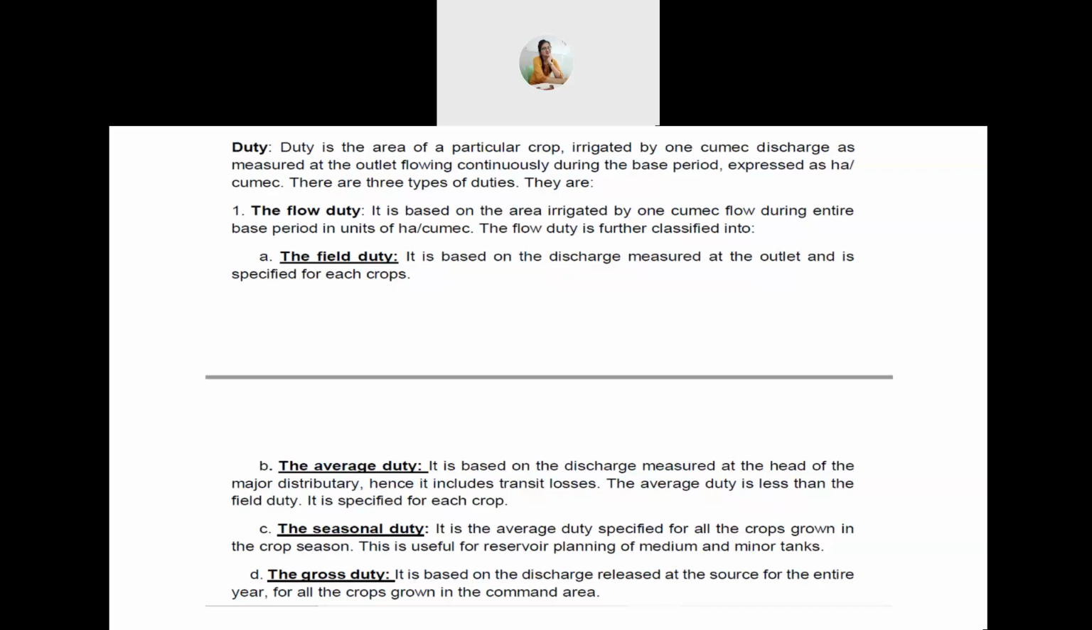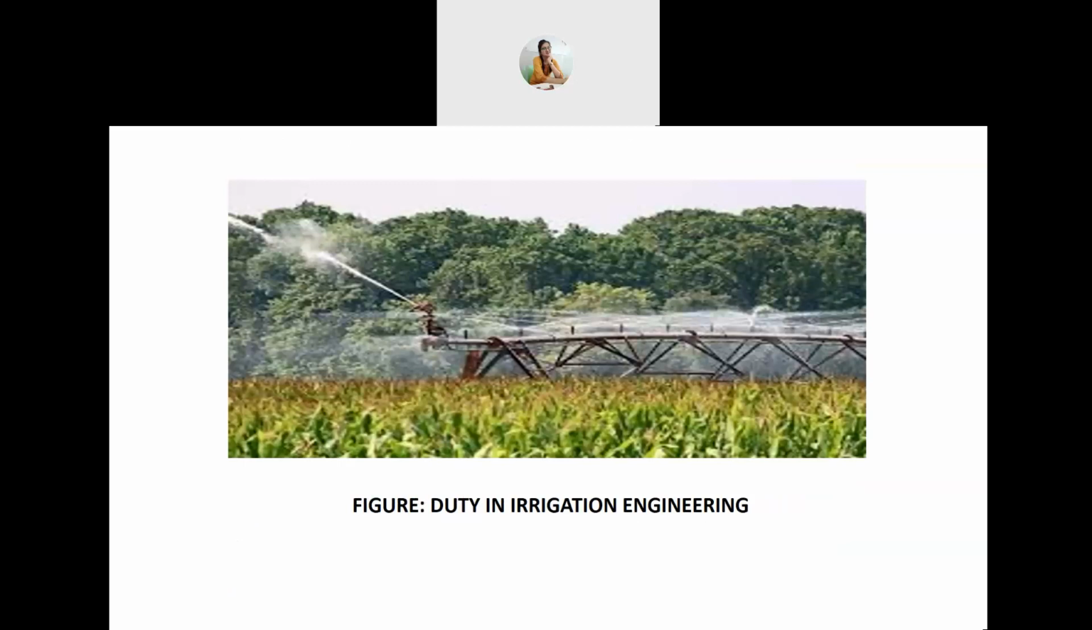Next is seasonal duty. It is the average duty specified for all the crops grown in the crop season. This is useful for reservoir planning of medium and minor tanks. Next is gross duty. It is based on the discharge released at the source for the entire year for all the crops grown in the common area. So here I have shown you a figure of a duty in irrigation engineering.